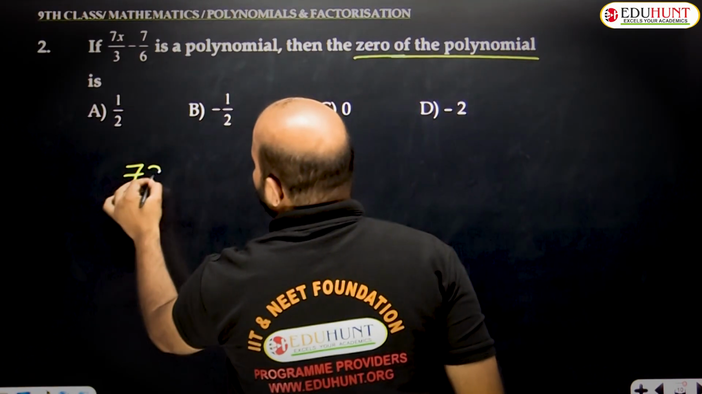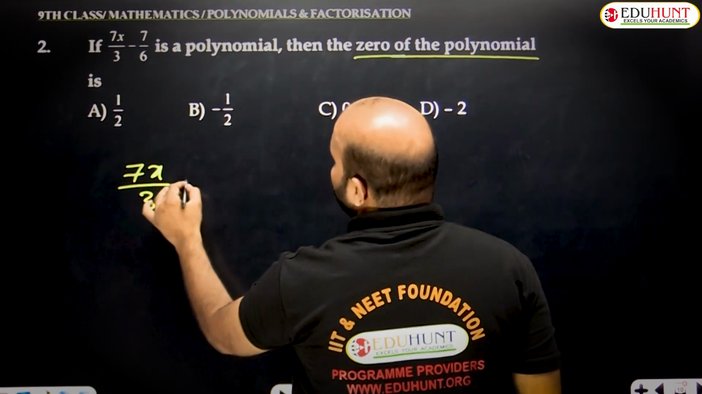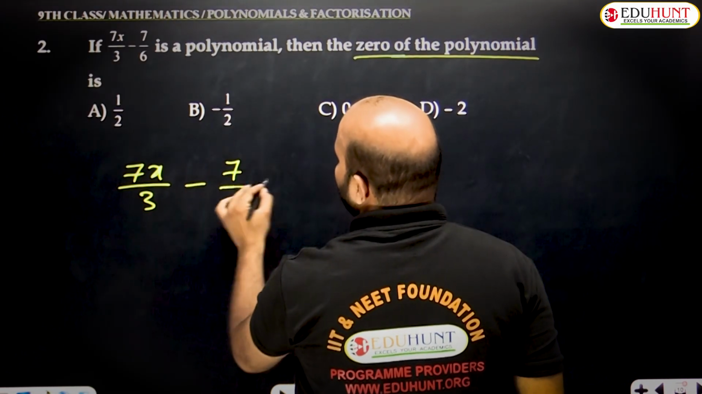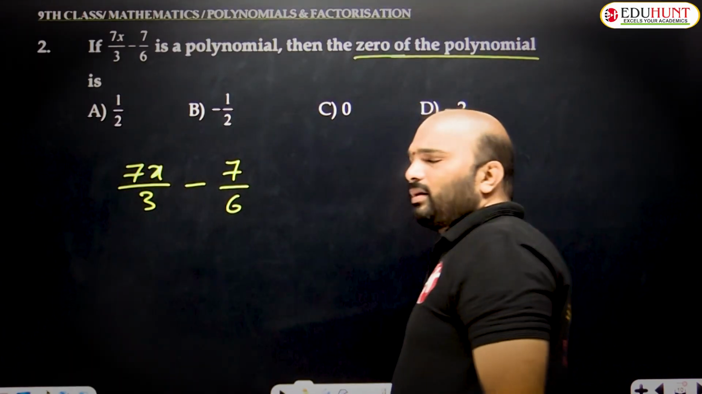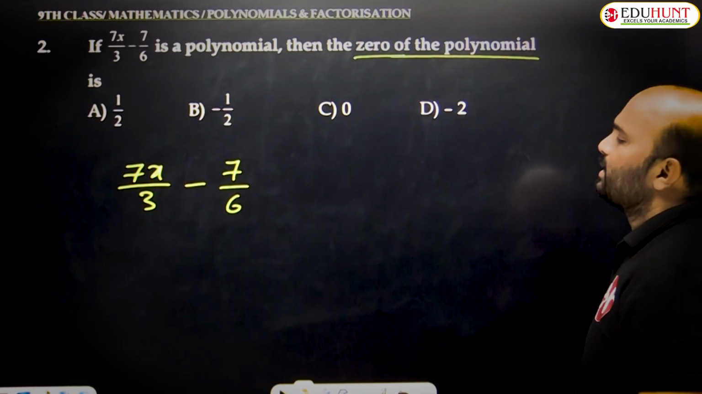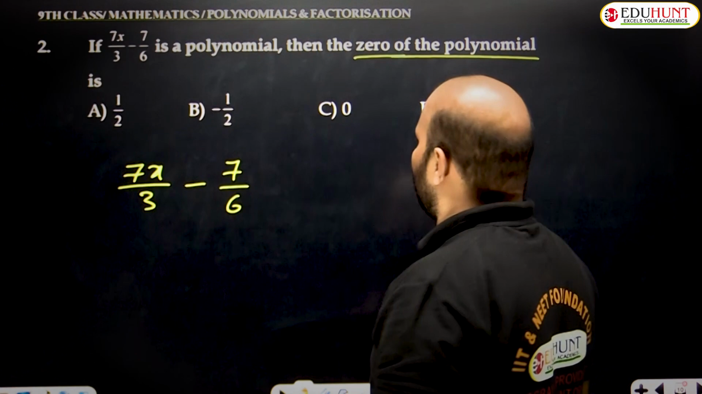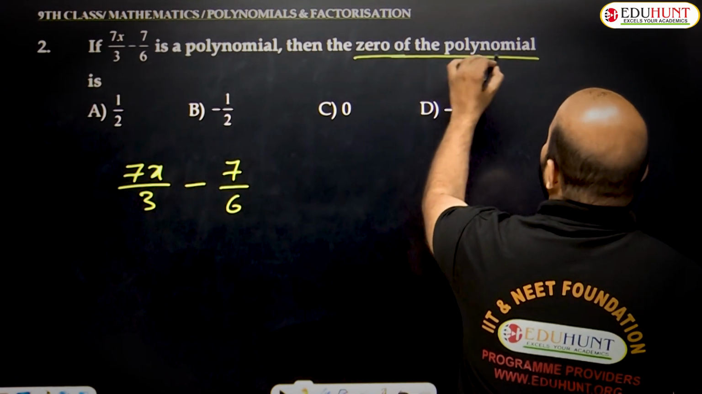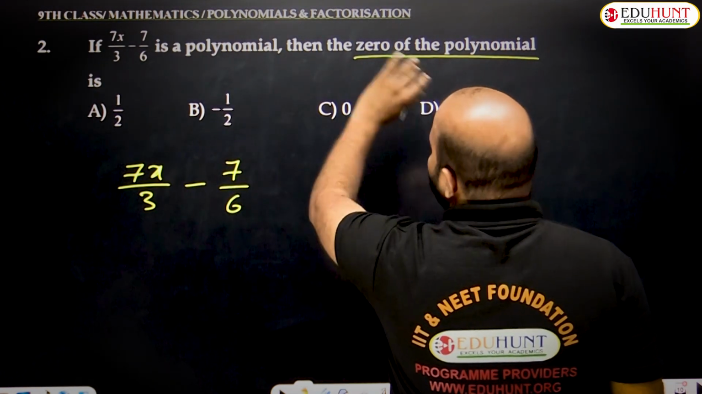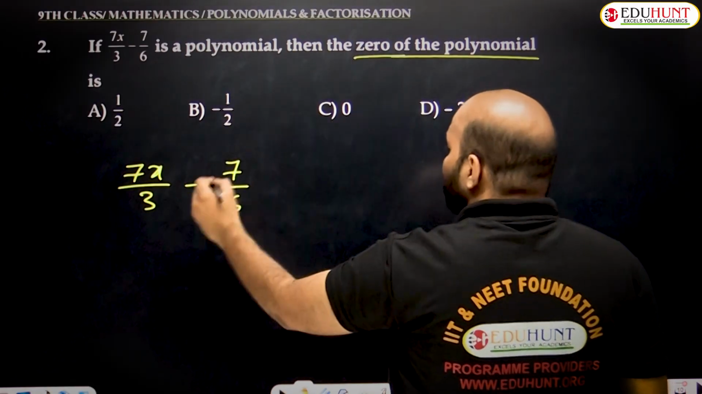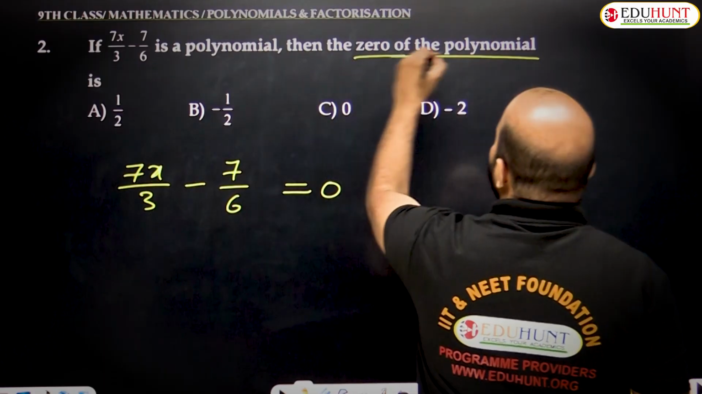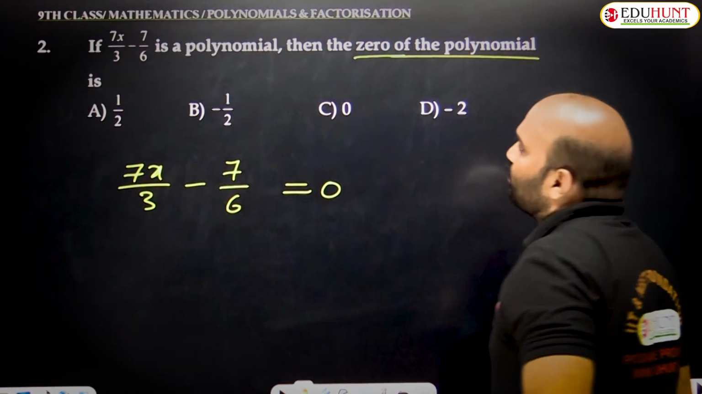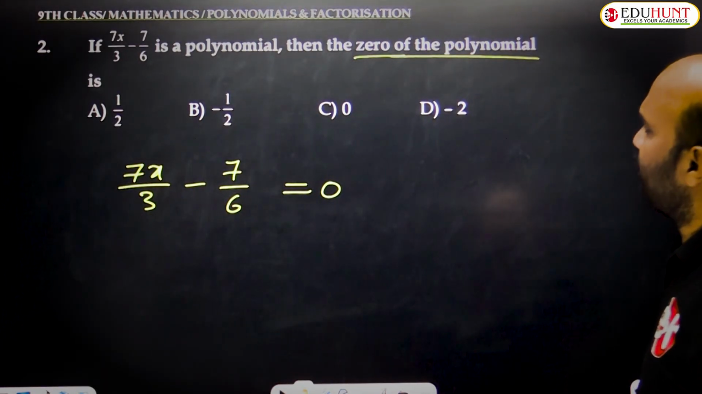What is the given polynomial? 7x by 3. The variable does not appear in the denominator. So if the variable is given in the numerator, that is called a polynomial. Am I clear? 7x by 3 minus 7 by 6 is a polynomial. So the 0 of the polynomial is nothing but what? The polynomial equal to 0 is called the 0 of the polynomial. Am I clear? But the question I am asking is the 0 of the polynomial.